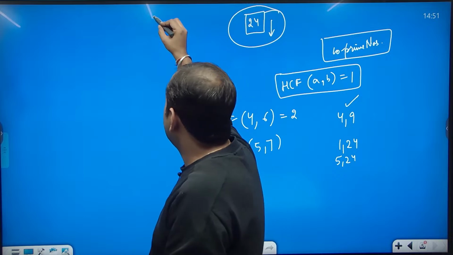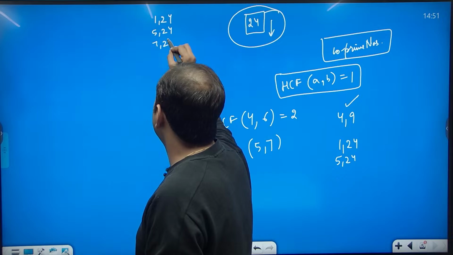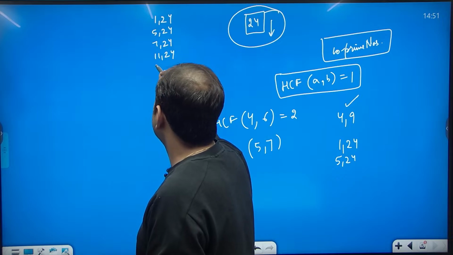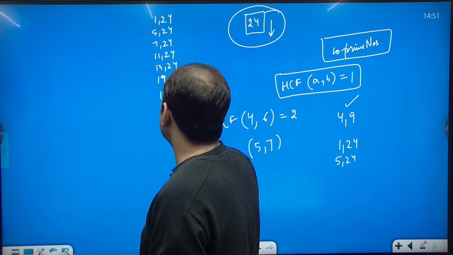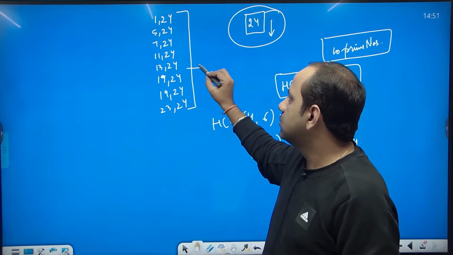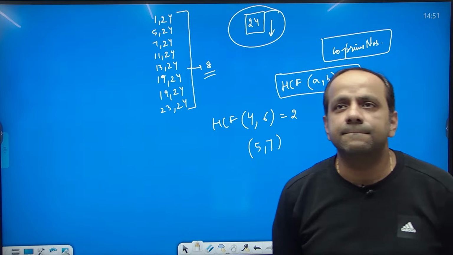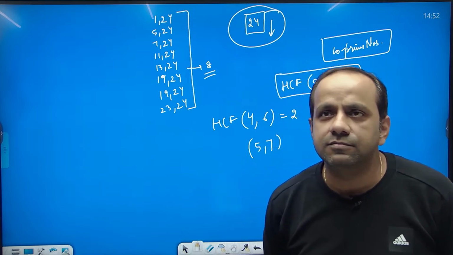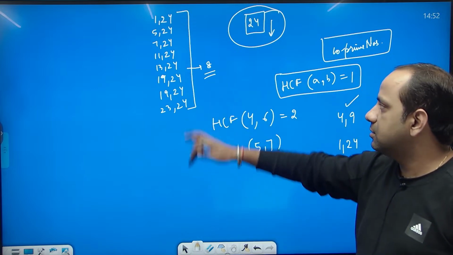See, 1 and 24, 5 and 24, 7 and 24, 11 and 24, 13 and 24, then 17 and 24, and 19 and 24, and 23 and 24. That's all. So we can say in total we have 8 numbers which are less than 24 and coprime to 24. Yes, 1 is also coprime to 24. Okay. This is basically the coprime numbers.